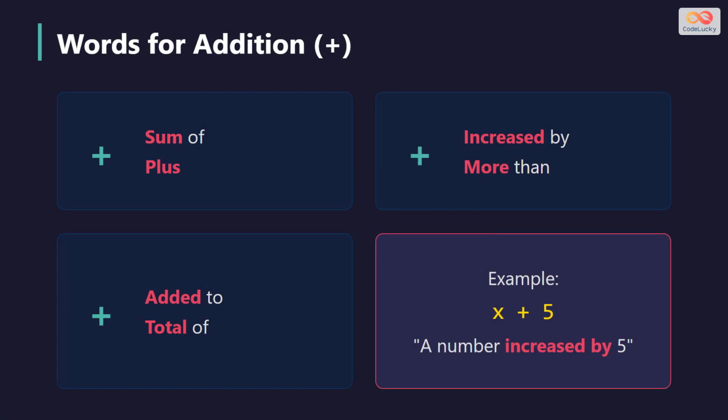When you see a plus sign, there are many ways to say it. The most formal is the sum of, but you might also hear phrases like increased by, more than, added to, or simply plus. For example, x plus 5 can be read as a number increased by 5.